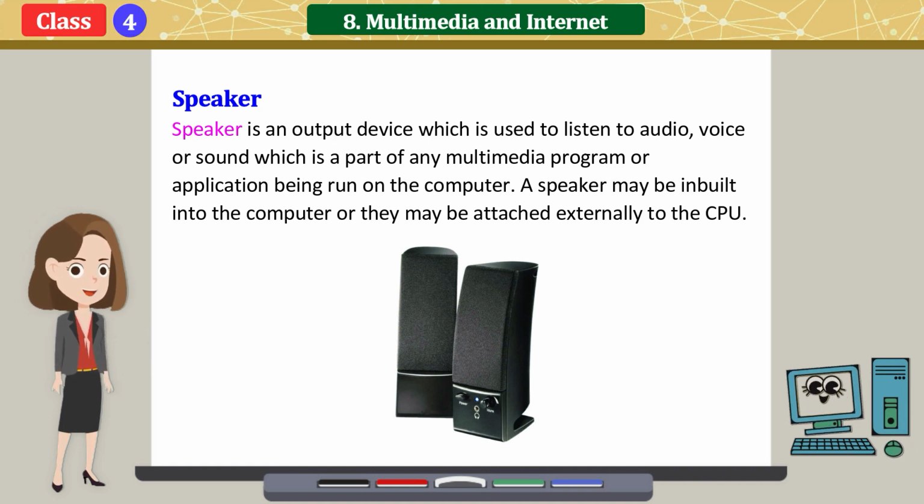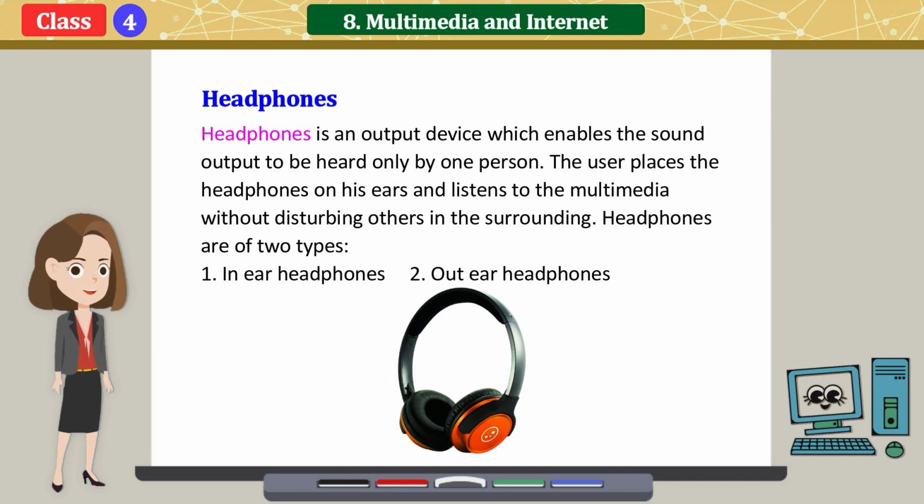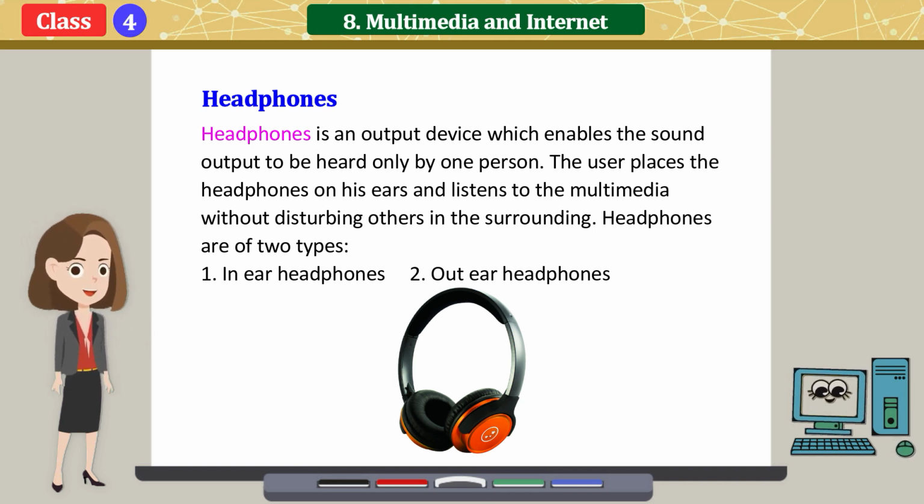A speaker may be inbuilt into the computer or they may be attached externally to the CPU. Headphones. Headphones is an output device which enables the sound output to be heard only by one person. The user places the headphones on his ears and listens to the multimedia without disturbing others in the surrounding. Headphones are of two types: 1. In-ear headphones, 2. Out-ear headphones.